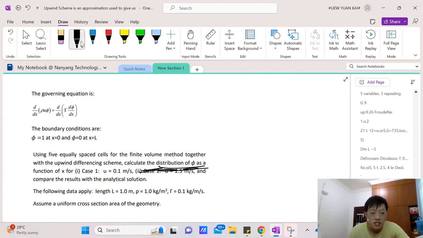So I'm not going to do this. I'm only going to do this 0.1 case, because 2.5 is just a matter of changing the values that you substitute later on. We have to use the upwind differencing scheme. These are the values that you're going to use later.